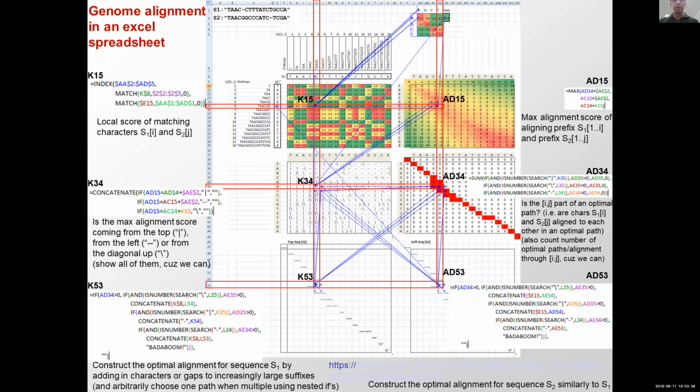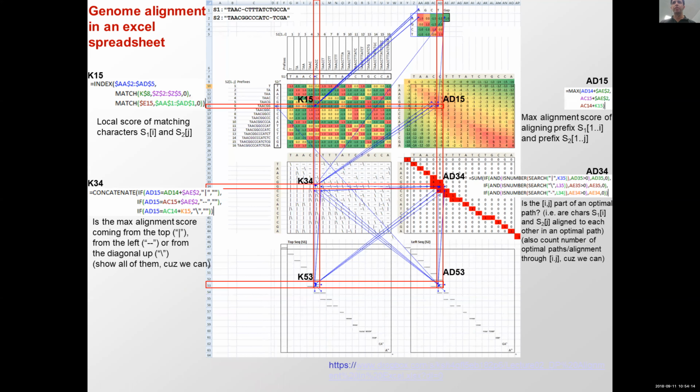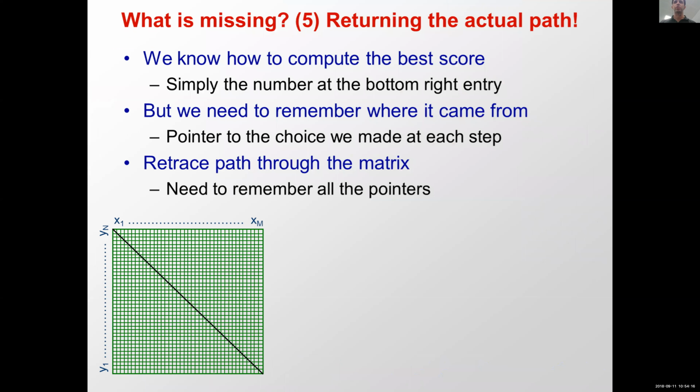And then lastly, this is constructing that alignment that you see up here by concatenating the corresponding letters from each of the top or left sequences. It constructs the optimal path for sequence S1 by adding in characters or gaps to increasingly large suffixes, arbitrarily choosing one path when multiple are nested. You can find this in this Dropbox link. You can construct the optimal alignment for sequence 2 similarly to S1, and this generates S2 and S1. So play with this, it's kind of fun, and it gives you a lot of intuition.